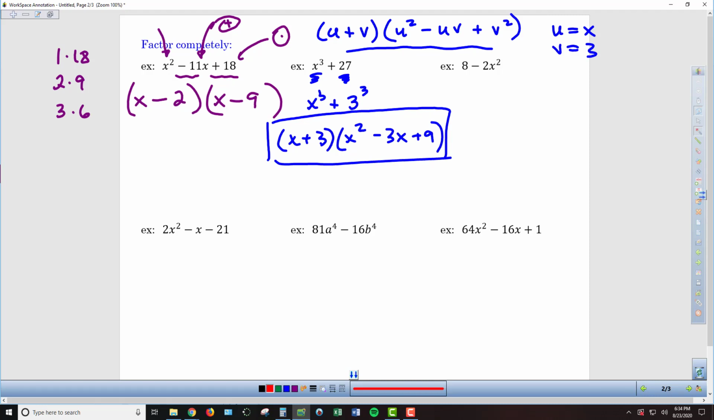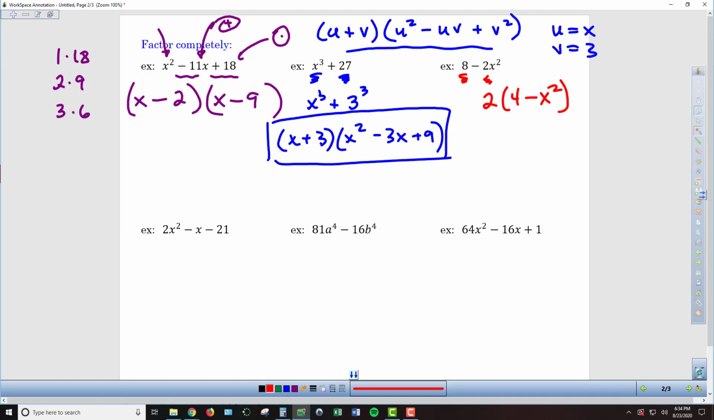Last example in this top row, we've got 8 minus 2x squared. So I mentioned it earlier, I've kind of glossed over it so far because it didn't apply, but you should always seek to try to undistribute whenever you can as kind of a first step. So in this case, I can see that there's an 8 and a 2 that's in common, so I can factor out a 2. I can undistribute a 2. So if I factor out a 2, I'm going to be left with 4 minus x squared.